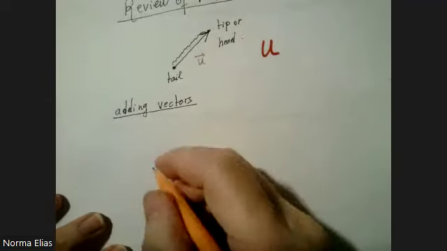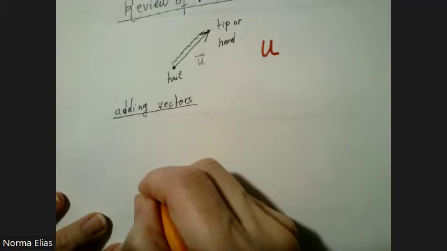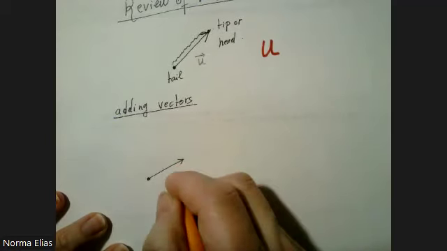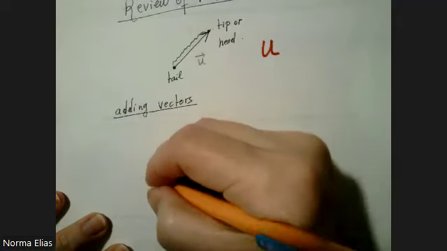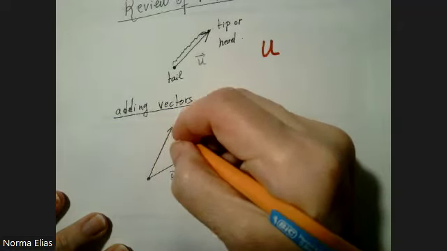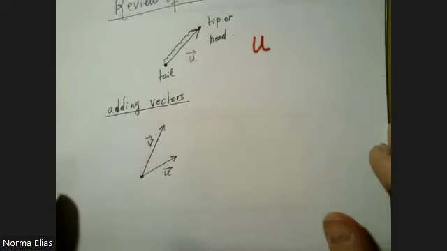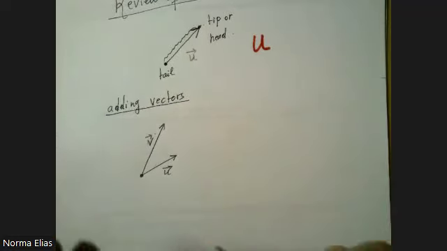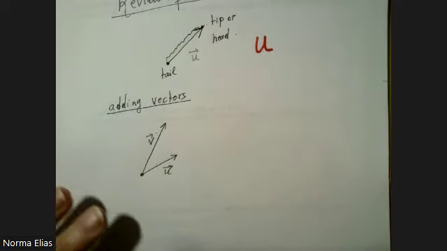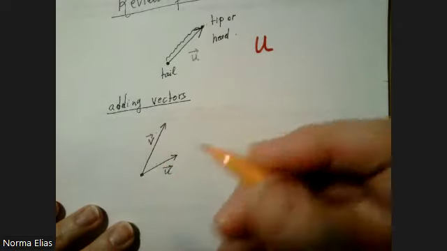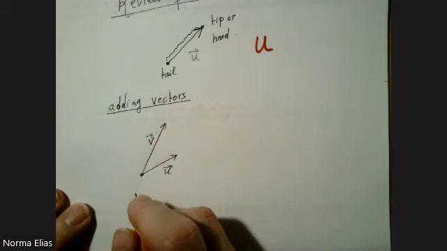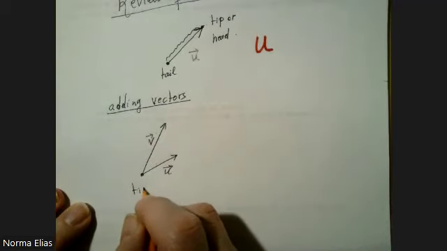So adding vectors. Let us recall, we have two vectors, a vector u and a vector v. What does it mean to add them? If you have two forces and you add them, you talk about the resultant of those. There are two ways. One way is called the tip to tail.